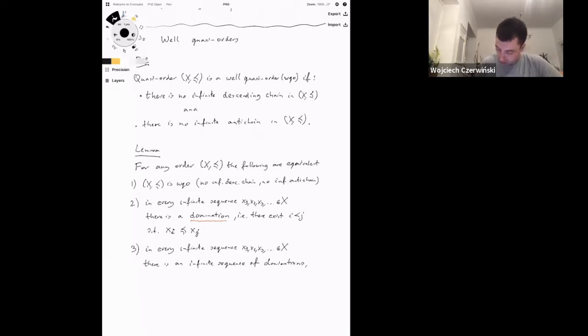So what do we mean by that? So there exist indices i1 smaller than i2, smaller than i3, etc., such that the element at index i1 is smaller than the element at index i2, is smaller than the element at index i3, etc. So there is an infinite, say, growing sequence. It doesn't have to be strictly growing. Sometimes the next element can be the same as the previous one.